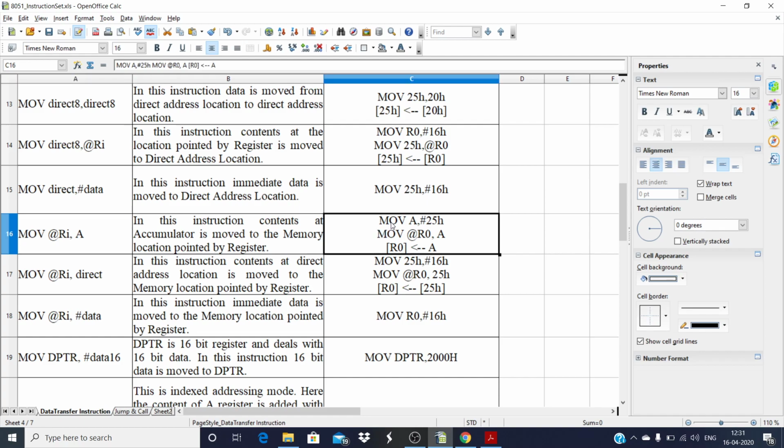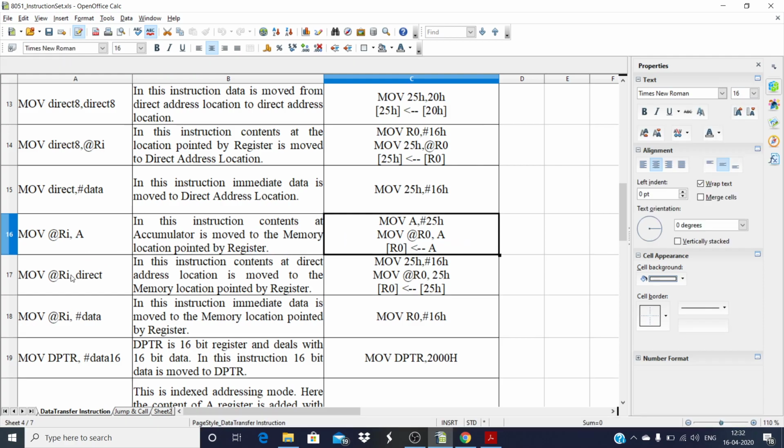For example, we will initialize A with 25h. Now from 25h, initialize with 25. Now move @R0, A. The 25 value which is in the accumulator will be moved to the memory location 25h, meaning that in the memory location pointed by R0, the content will be 25.